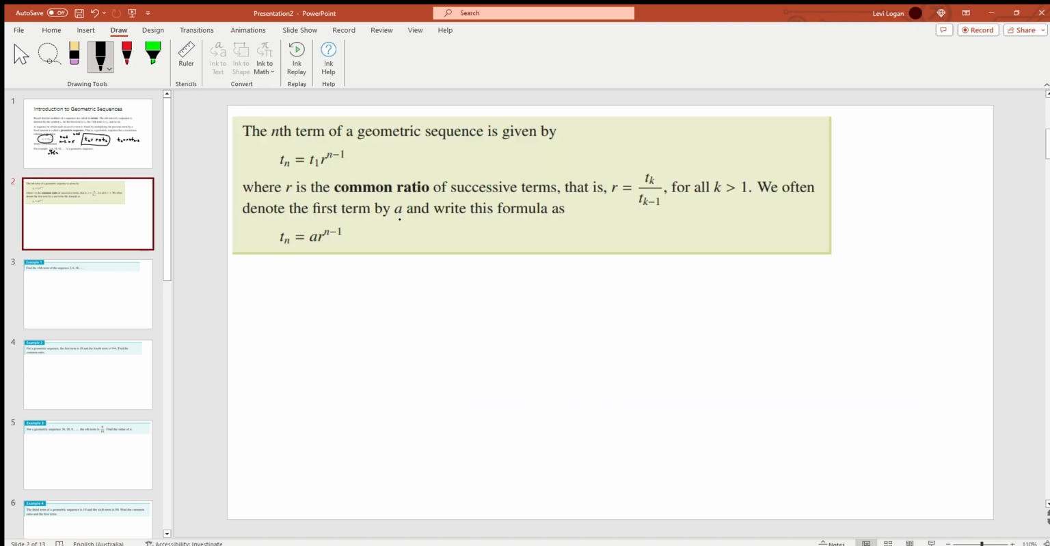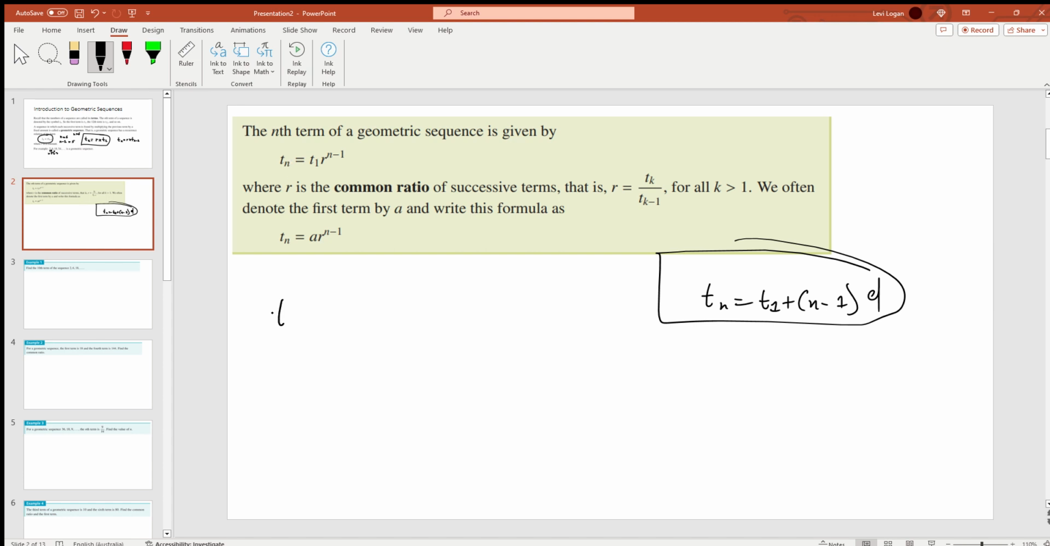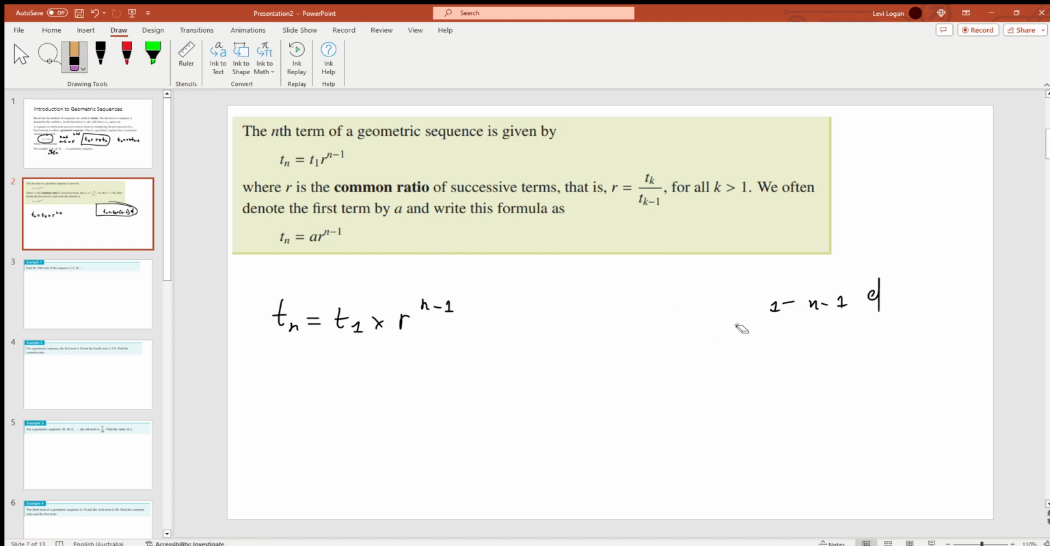So the nth term of a geometric sequence is given by this formula here. Like with an arithmetic sequence, when we got given a formula, we've got pretty much the same thing for a geometric. So that was for arithmetic here. This one is for geometric. So you have t of n is going to be your first term times your constant ratio to the power of n minus 1. Okay, so we can see there's a couple similarities here.